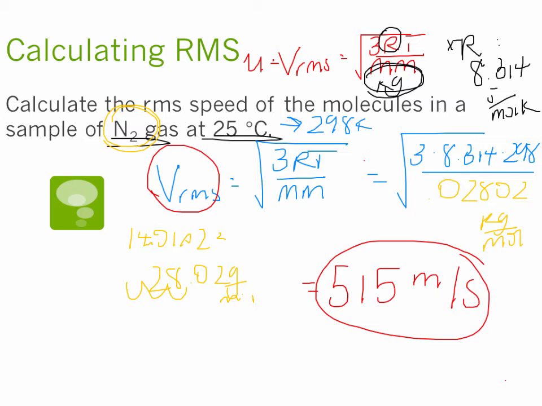Now, some things to remember. As molar mass increases, so as your molecules get heavier and heavier, your root mean squared speed decreases. Think about if two people are racing down the hallway. The smaller one probably is going to win. The smaller gas molecules always win. Heavy moves slower. So if you have any questions, make sure that you let me know. But this is looking at a root mean squared speed calculation.